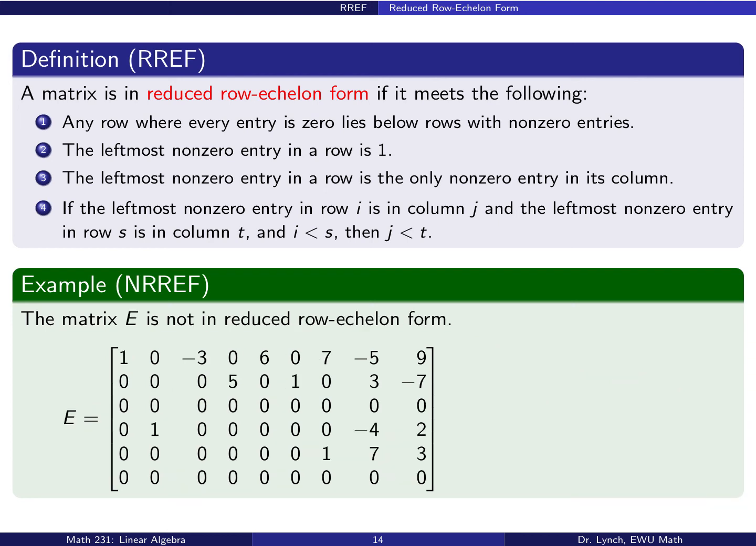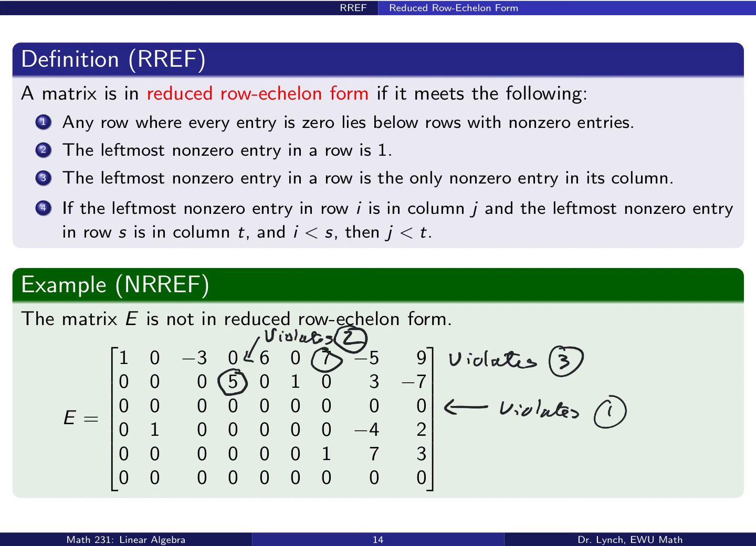Okay, here's an example of a matrix that's not in reduced row echelon form. So we'll go through a number of reasons why it's not in reduced row echelon form. The first is that we have a row of zeros that's not at the bottom. The second is that we have a leftmost entry in this second row that's not a 1, right? So that violates item number 2.